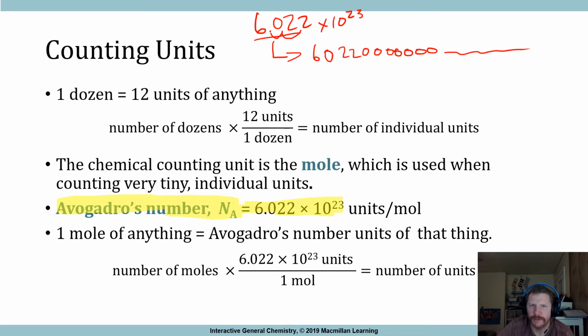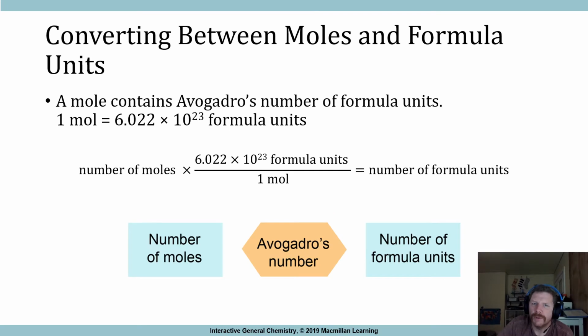I think that's part of the thing that is tricky, just by virtue of the magnitude of it. Okay, converting between moles and formula units. A mole contains Avogadro's number of formula units. One mole is equal to 6.022 times 10 to the 23rd formula units. What you can do is take the number of moles, multiply it by the number of formula units per mole, and get that number of formula units. And we'll see an example of that right now.